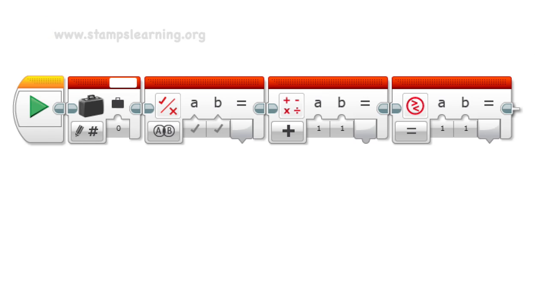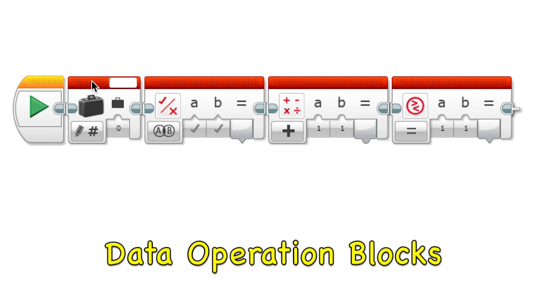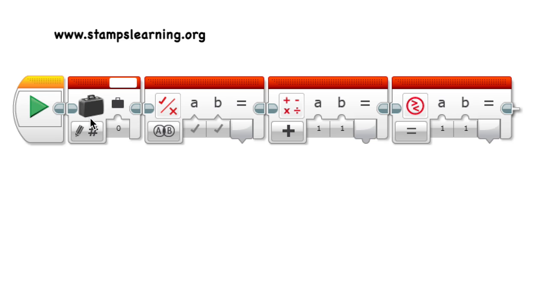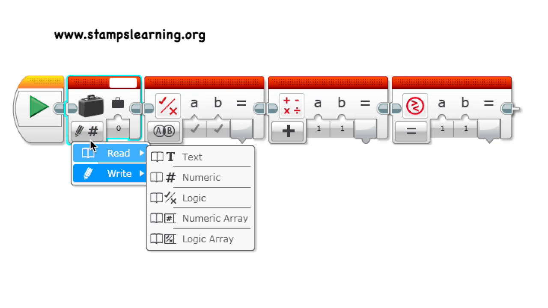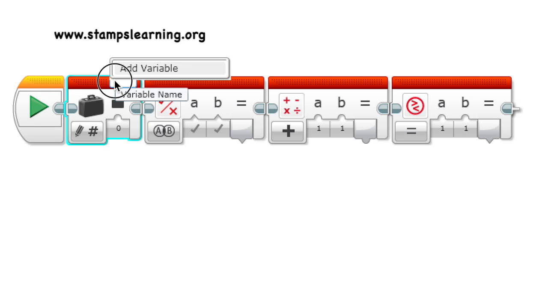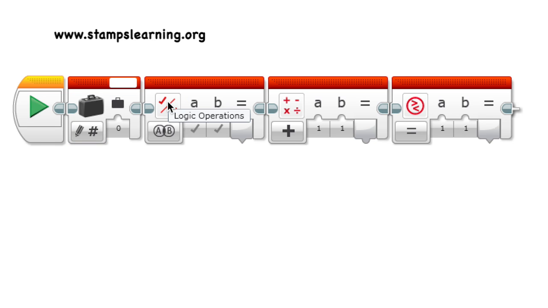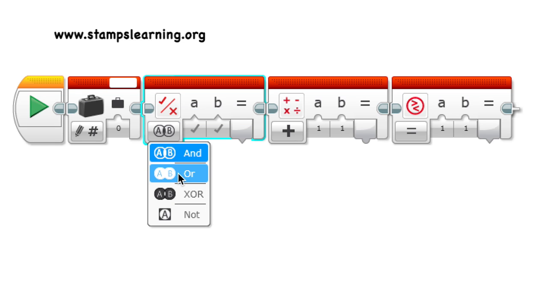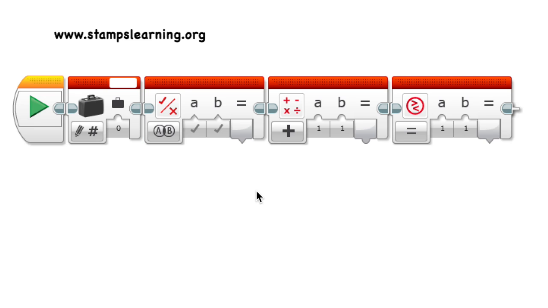The red blocks here are data operations. This is a variable, and with the variable block you can write or read variables as text, numeric, logic, numeric array, or logic array, and you can always add a new one at the top. This is logic operations. The logic operations you can do here are AND, OR, XOR, NOT. You input two logic values, and the output also gives a logic value.